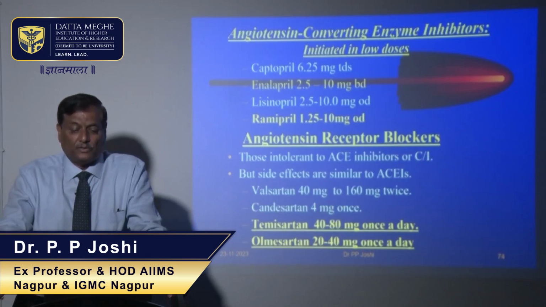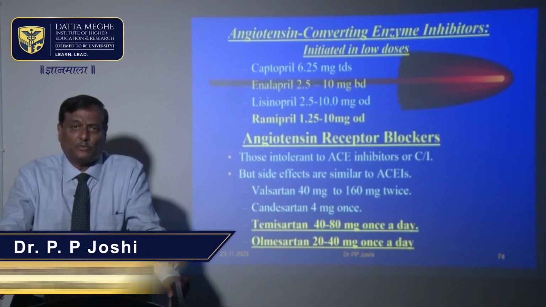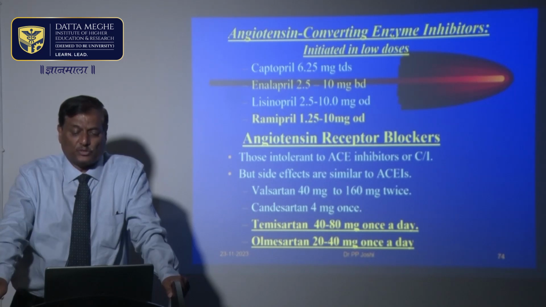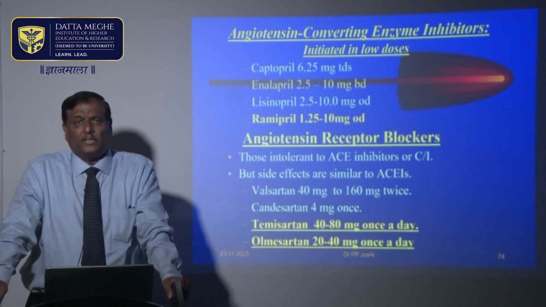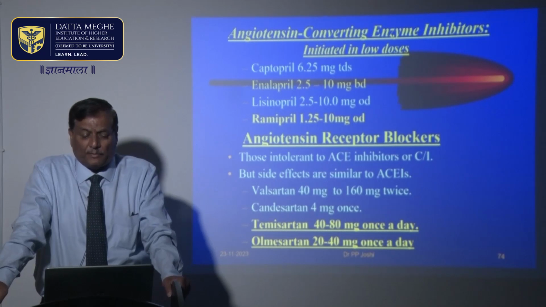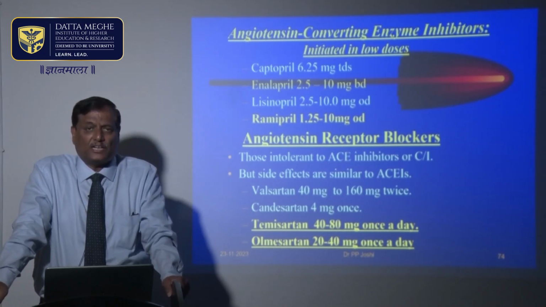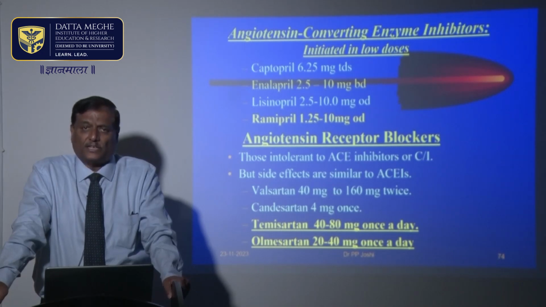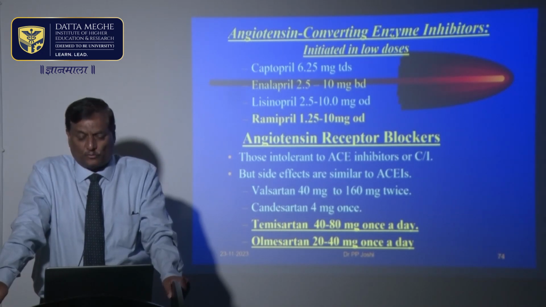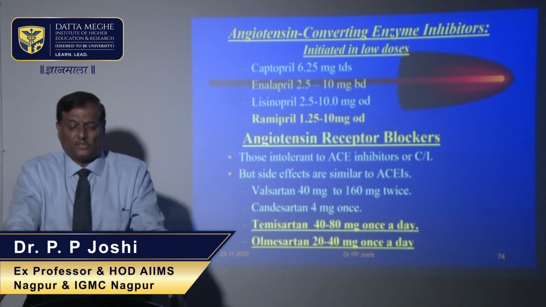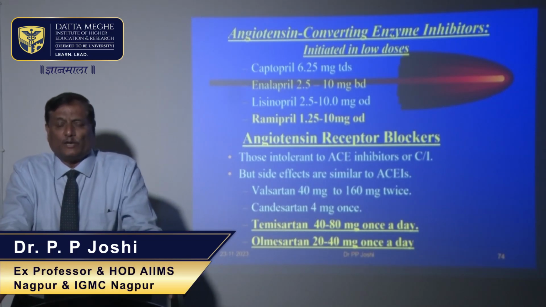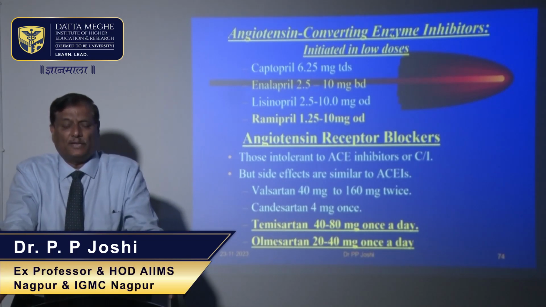And with these drugs, as I have told, to prevent first dose hypotension, one needs to start with low doses. I generally use enalapril and ramipril. Lisinopril also can be used. Ramipril, for example, can be started with 1.25 milligrams once a day and can be built up to a dose of 10 milligrams. Enalapril can be started in BID doses, 2.5 milligrams, and it can go up to 10 to 20 milligrams twice a day.